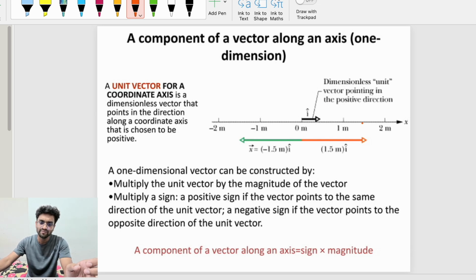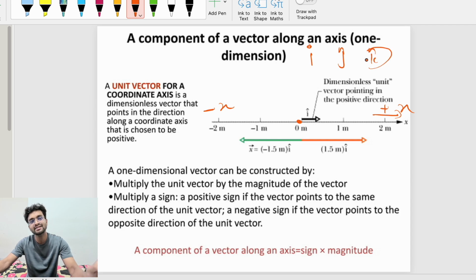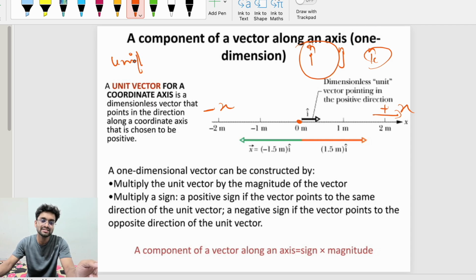Here we have drawn the x-axis. This side is the positive x-axis, and this side, counting from zero, is the negative x-axis. We assume i is the unit vector for the x-axis, j is the unit vector for the y-axis, and k is the unit vector for the z-axis. Here we use only i, the x-axis. i is the unit vector along the x-axis. What is a unit vector? It is nothing but a vector whose magnitude is 1 in a specific direction. Our specific direction here is the x-axis.